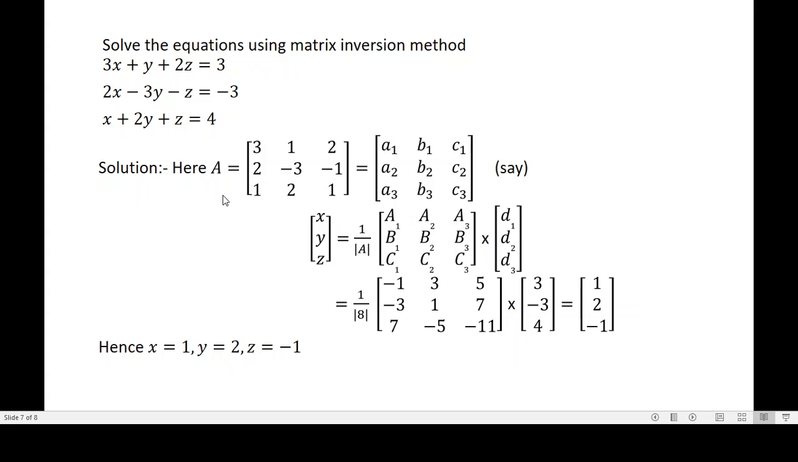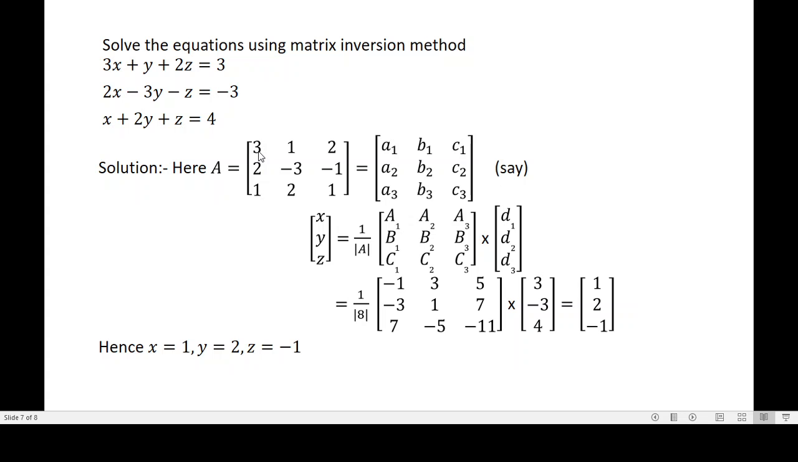Find determinant A. Find the determinant of the coefficient matrix. Determinant of the coefficient matrix is equal to 8, which is not equal to 0. In other words, the matrix A is non-singular, hence we can use matrix inversion method. Okay. Next step is to find the cofactor matrix of this matrix. How to find the cofactor matrix of A?